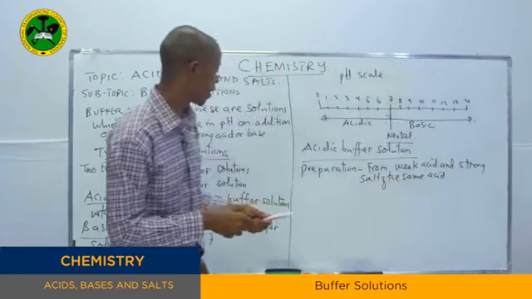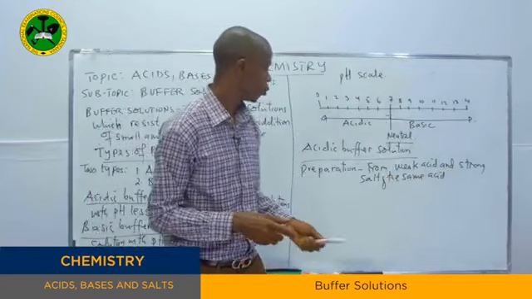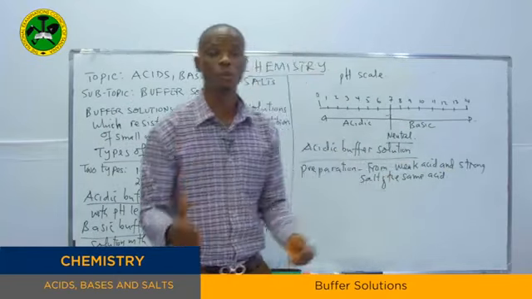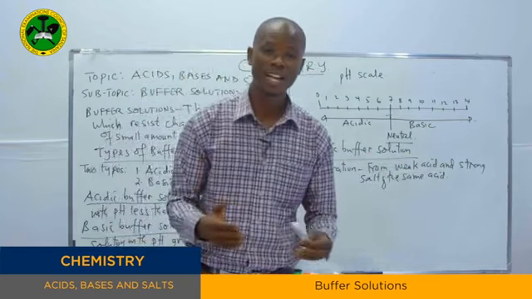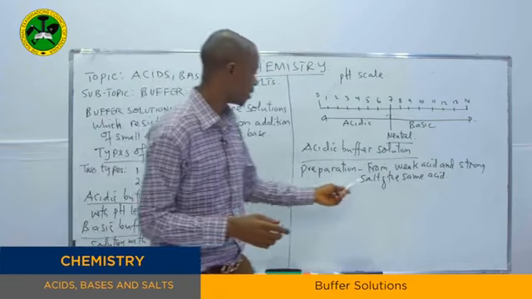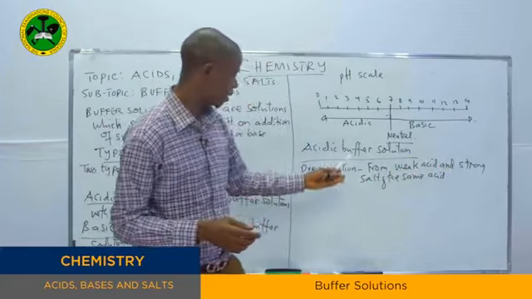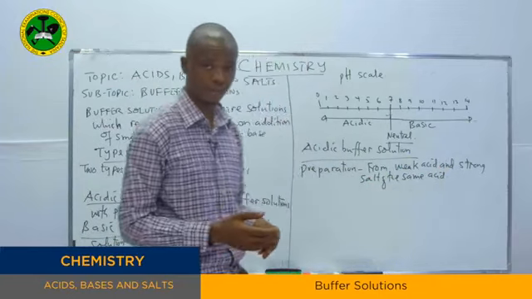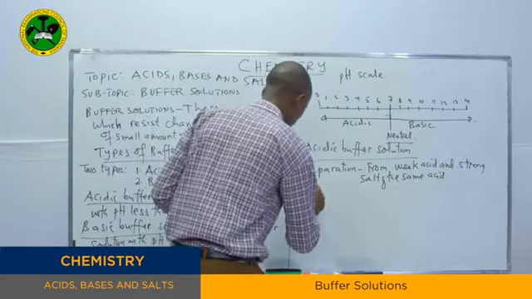This is how we prepare the acidic buffer solution. We take the weak acid, and automatically these are always organic acids. They are weak. And the strong salt of that acid. We can have some examples here.